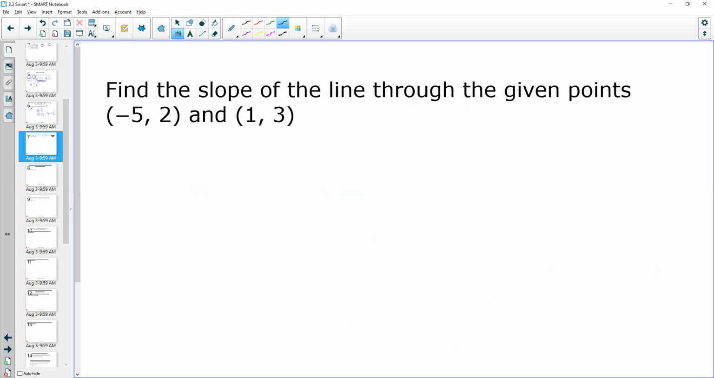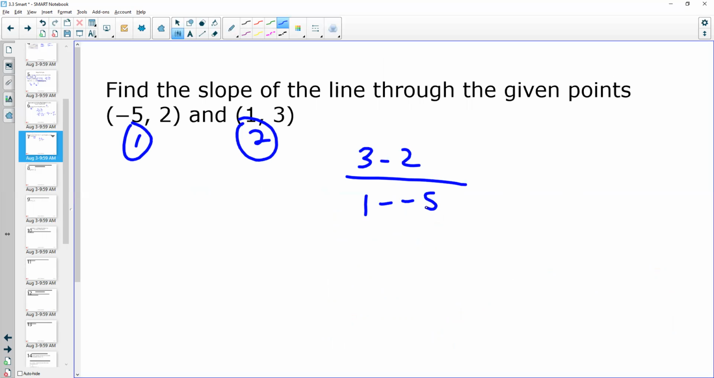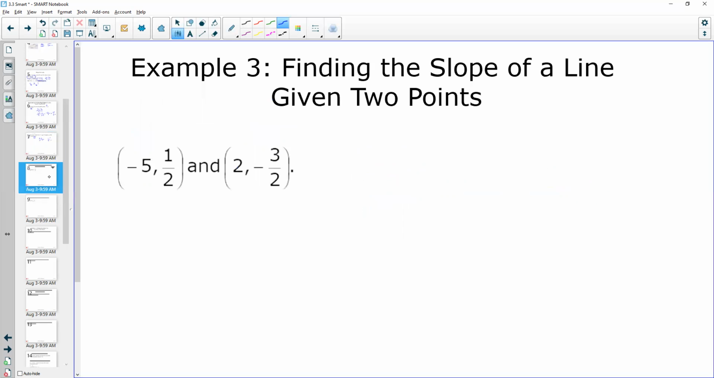I'm going to make this point number 1 and this point number 2. So it's going to be 3 minus 2 over 1 minus negative 5. Well, 3 minus 2 is 1. 1 minus negative 5 is 6. So the slope of this line through these 2 points is 1 over 6. It goes up 1 for every 6 it goes to the right. Up is the positive direction, right is the positive direction. So let's try this one.